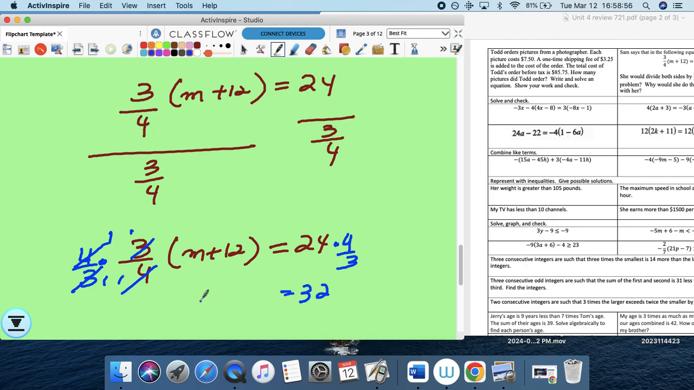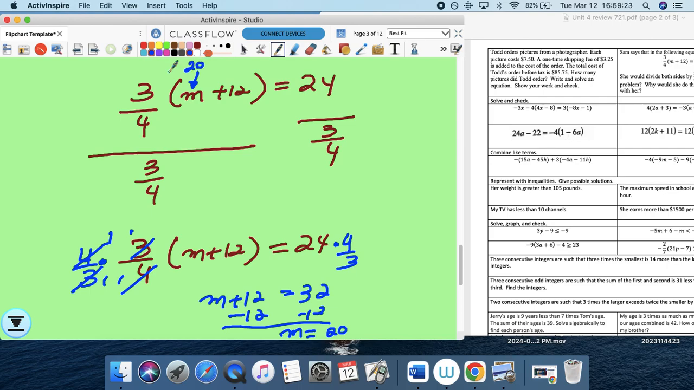So in essence, she made this problem much easier. Look, she was left with a one-step equation. And then what will be next? Well, subtract 12, and m equals 20. Let's check. If we were to check, we would put the 20 in my original equation, right? In the original equation, we put it over here.